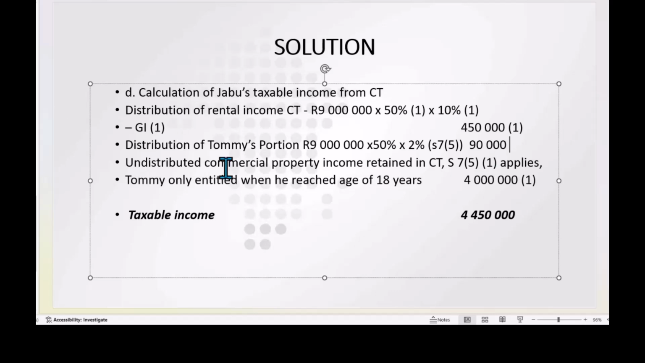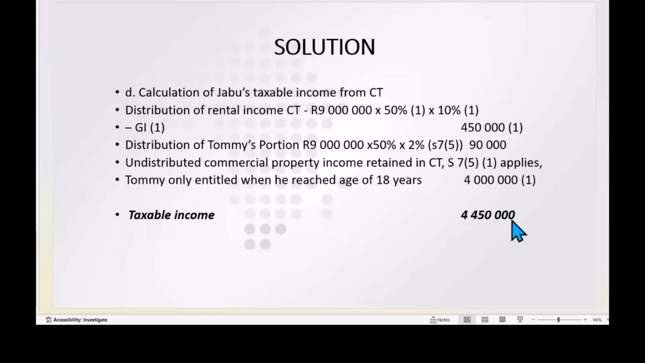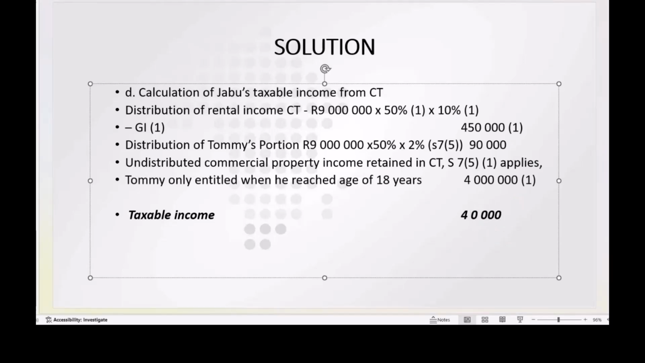And then again, there's the undistributed portion of the rental income. Because of the condition that is placed in the trust deed, that undistributed portion will then be included as part of Jabu's income as well. So the full 4 million will also be part of his income. And then the total taxable income in Jabu's hands will then include Tommy's portion as well as the undistributed portion of the trust.